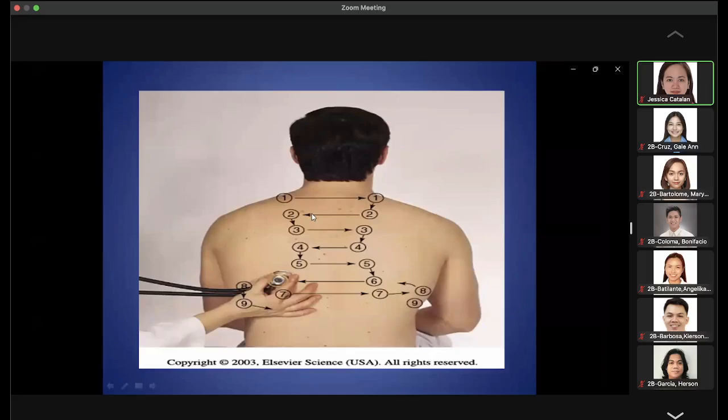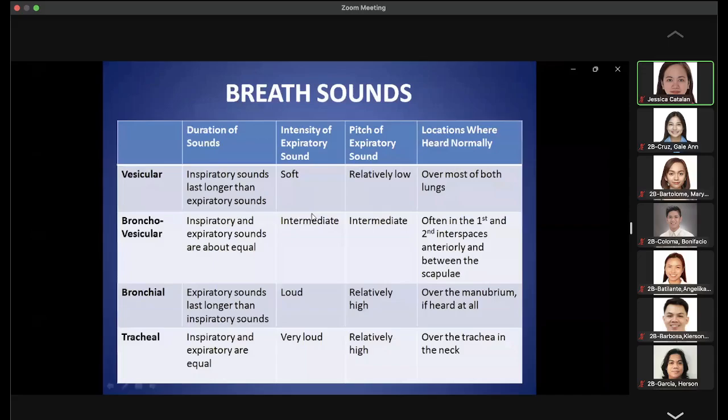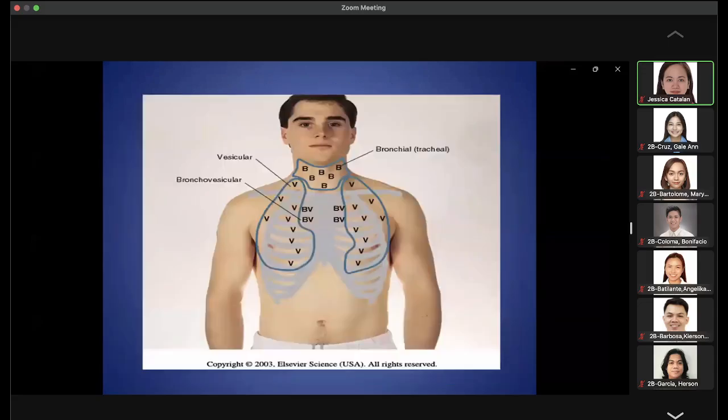So back in the introduction to physical diagnosis, or IPD, you are taught regarding the different breath sounds. So we have vesicular, bronchovesicular, bronchial, and tracheal breath sounds. Vesicular, you can hear over most of both lungs. Bronchovesicular, you often hear in the first and second interspaces anteriorly and between the scapula. Bronchial or tracheal, you can hear over the manubrium and over the trachea in the neck.